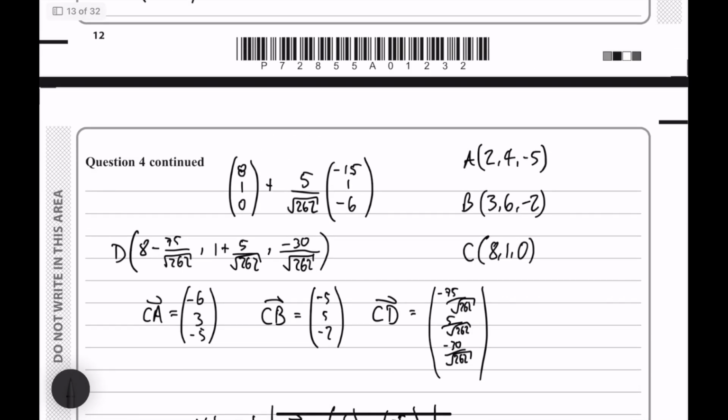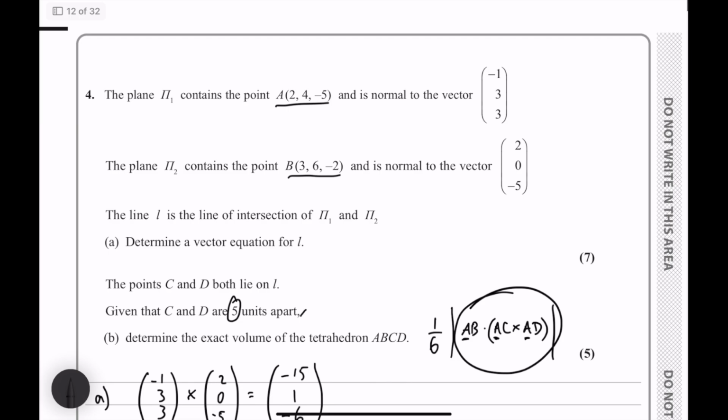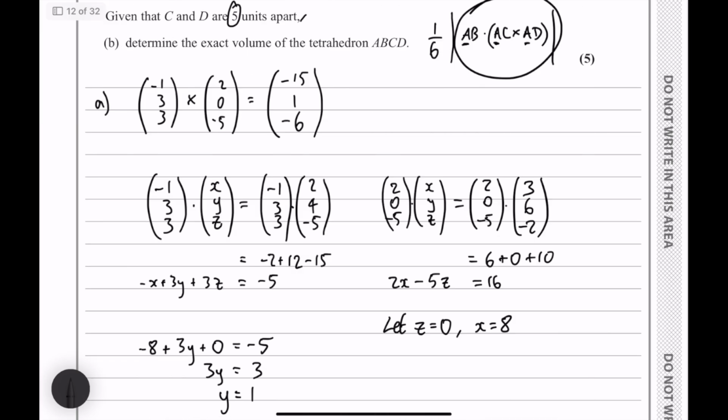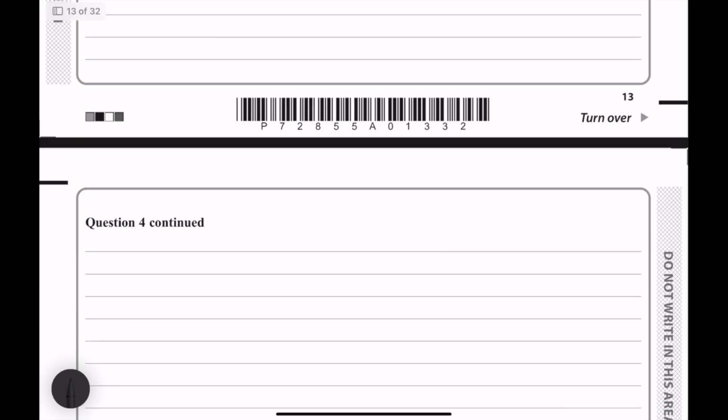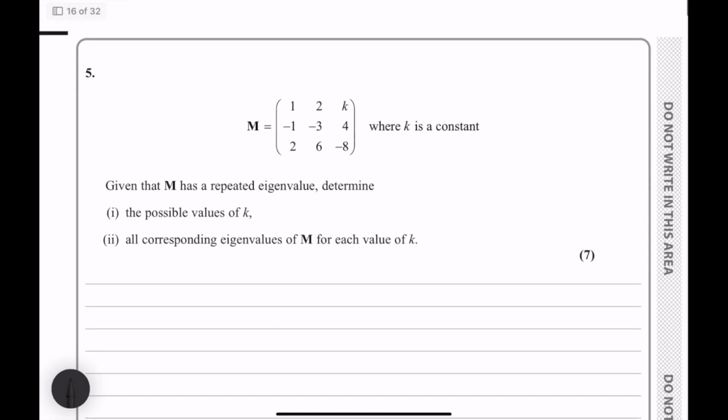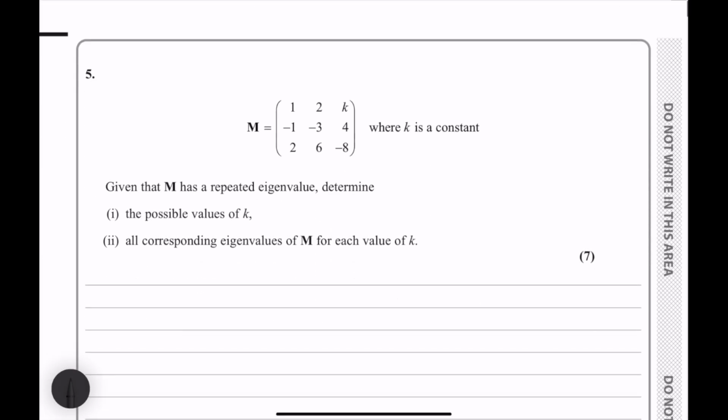Moving on to question number... Oh no, let's check I finished it. Yes, the exact volume of the tetrahedron is this horrible thing here. Moving on to question number 5. Oh, more matrices. Given that M has a repeated eigenvalue, determine the possible values of K, and the corresponding eigenvalues of M for each value of K.